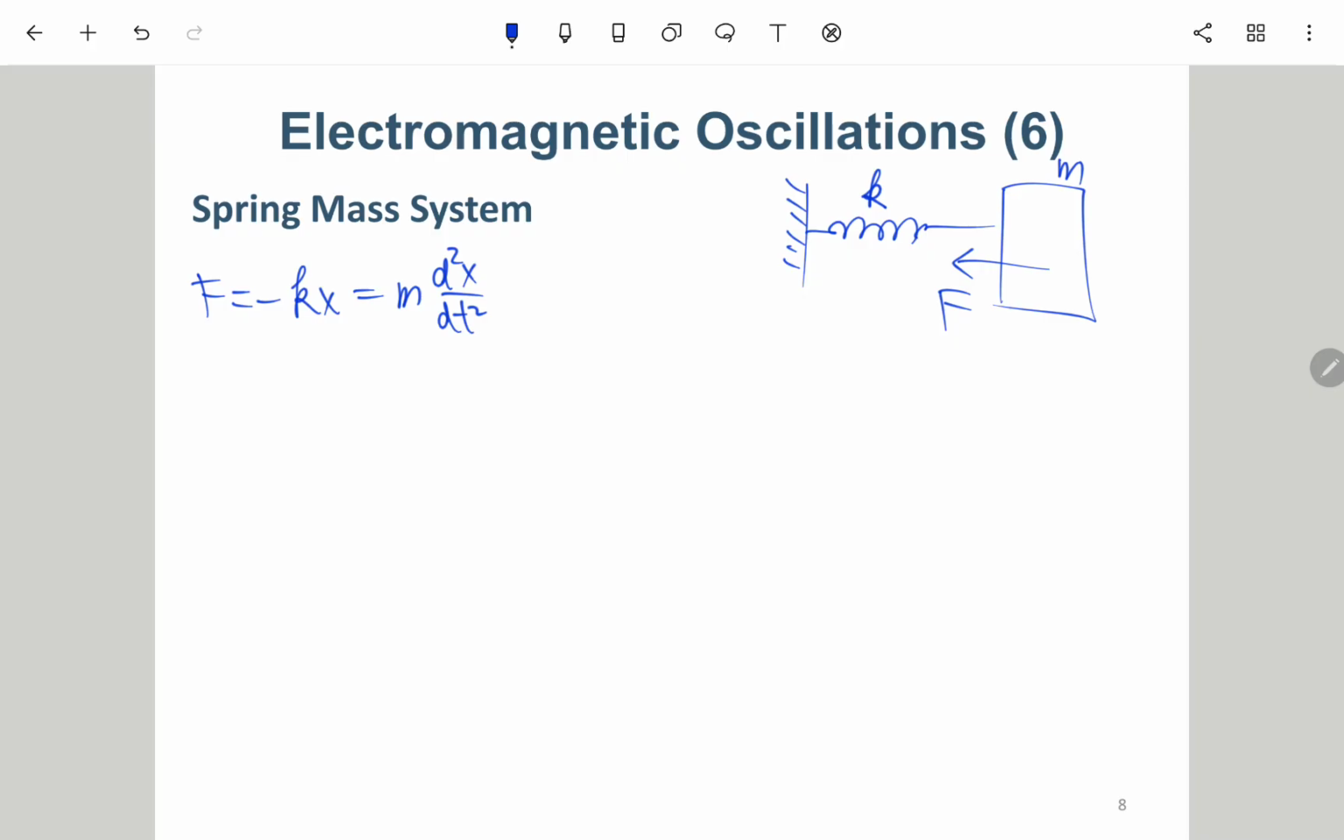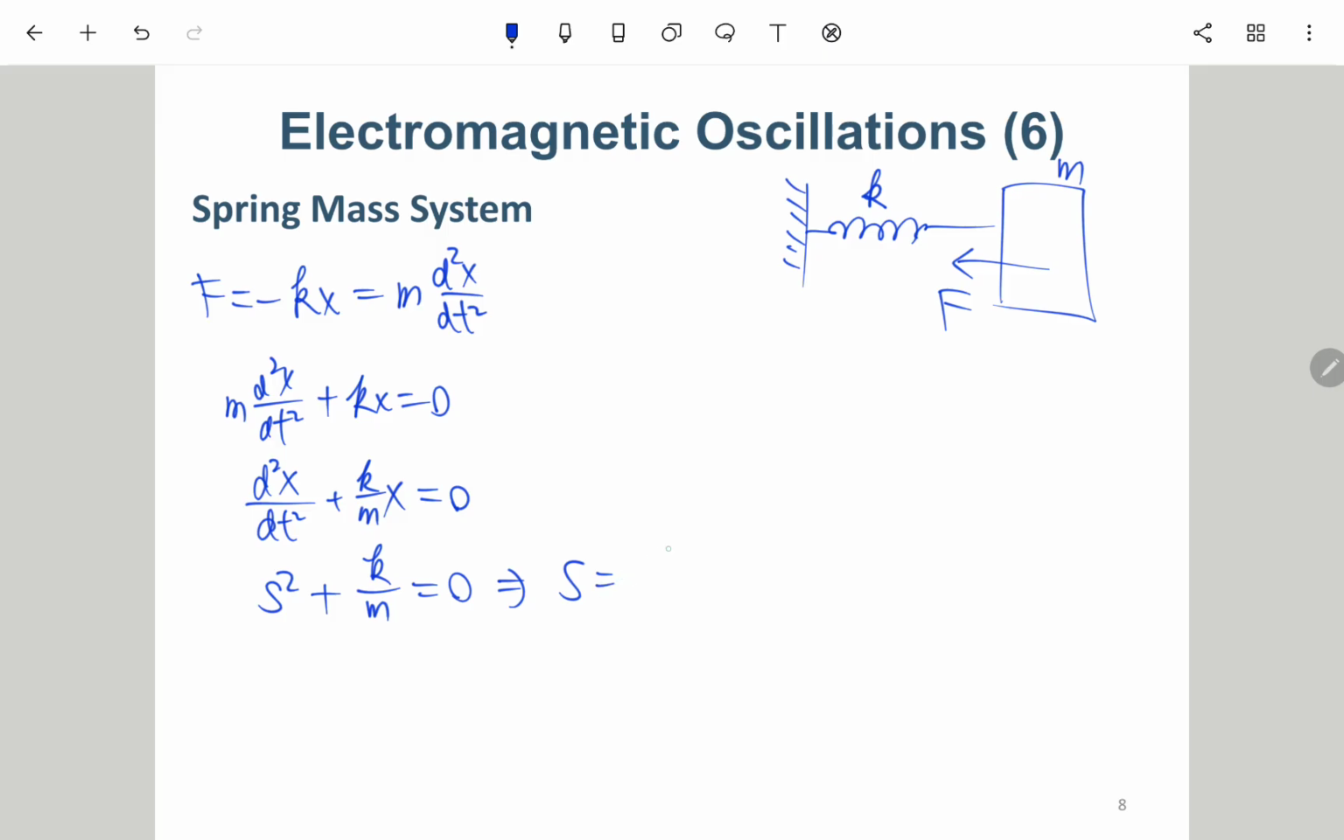So F equals m d2x dt2. In that case, we have m d2x dt2 plus kx equals 0, and then we divide the whole formula by m. So we have d2x dt2 plus k over m x equals 0. For this one, the second derivative turns out to be s squared, and then k over m, and the original function changes to 1. So s will be plus or minus j square root of k over m. So these are complex conjugate roots, pure imaginary roots here.